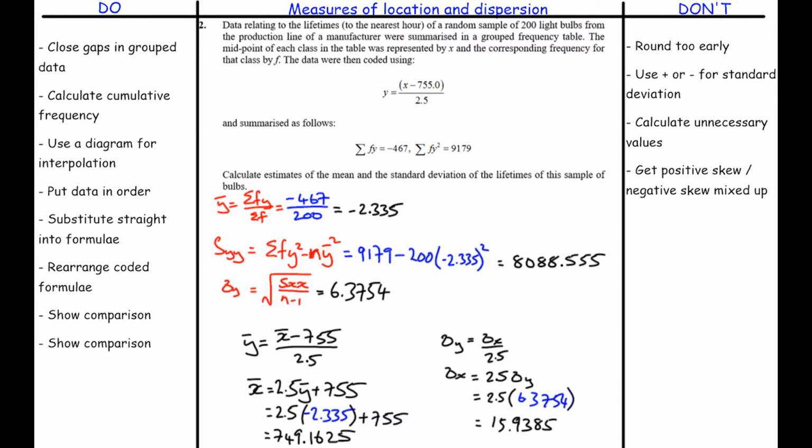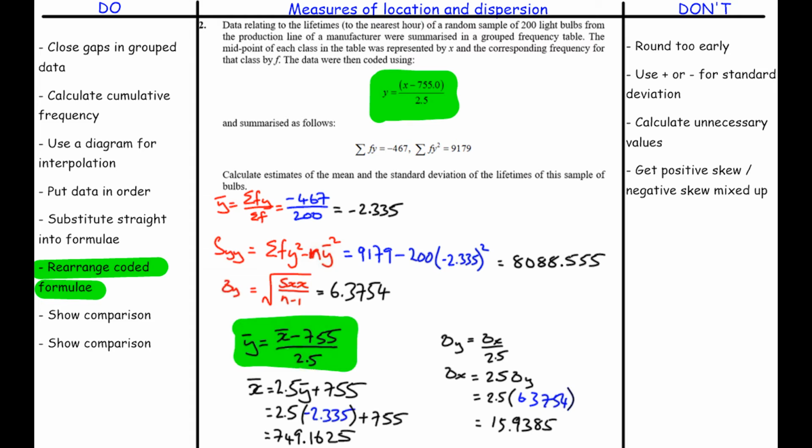Okay, next let's think about our coding questions. I want you to rearrange your coded formula. As soon as you know that you're working with coding, at some point this formula is going to need to be rearranged. So here I've written it out, and you can see that I've got y bar equals x bar minus 755 all over 2.5.